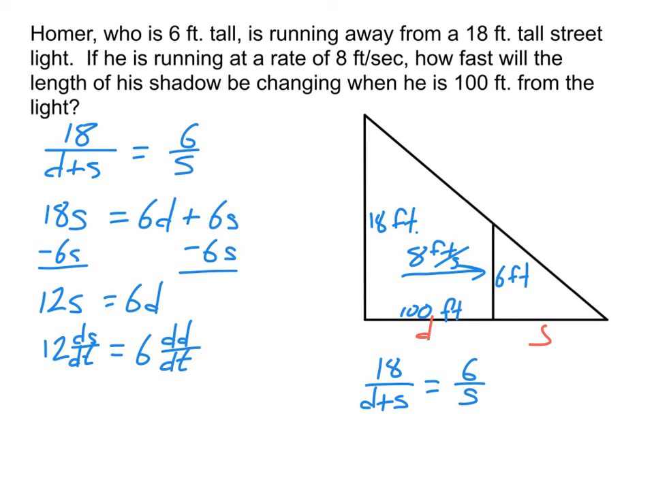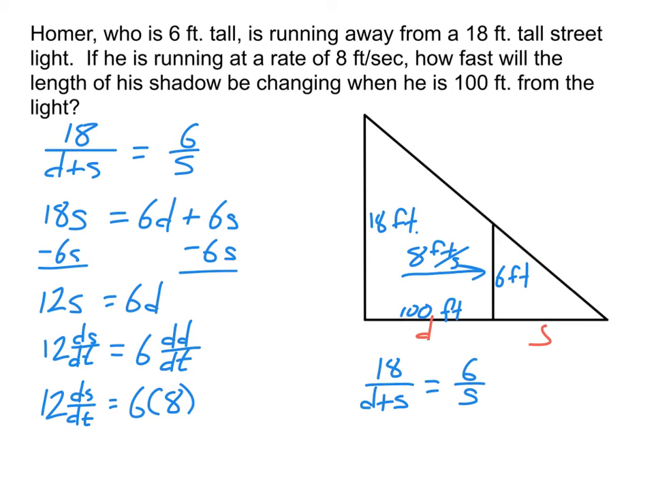Now remember what we're solving for here. We're trying to figure out how is the length of his shadow changing over time. So that means I'm looking for that ds over dt. So this stays 12 ds over dt. And that equals 6 times dd over dt. That is how that d value is changing over time. So notice that is the 8, yes. And so then it's going to be 6 times 8.